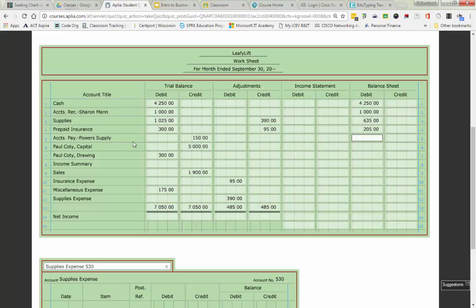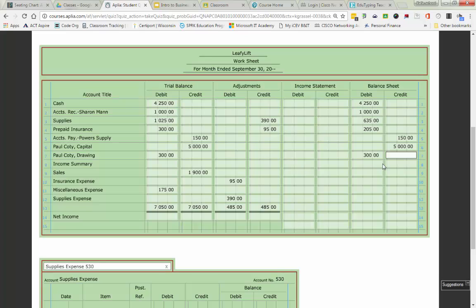Accounts payable, power supply is our first liability. Liabilities go on our balance sheet, so I'm going to put 150 there. Owner's equity goes on our balance sheet as well. And Paul Cody Capital is my first owner's equity account. Paul Cody Drawing is our contra account to our owner's equity, so it goes on our balance sheet. And it has a debit balance of 300. Income summary does not have a balance, so that will stay blank.